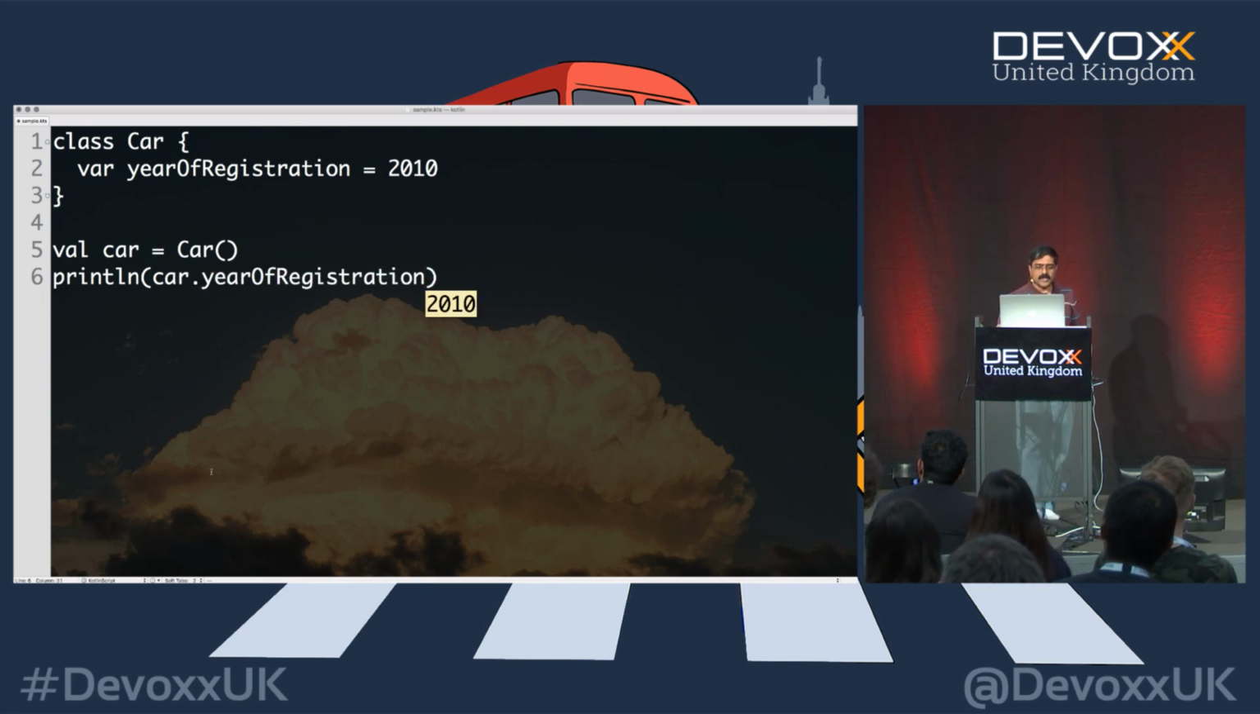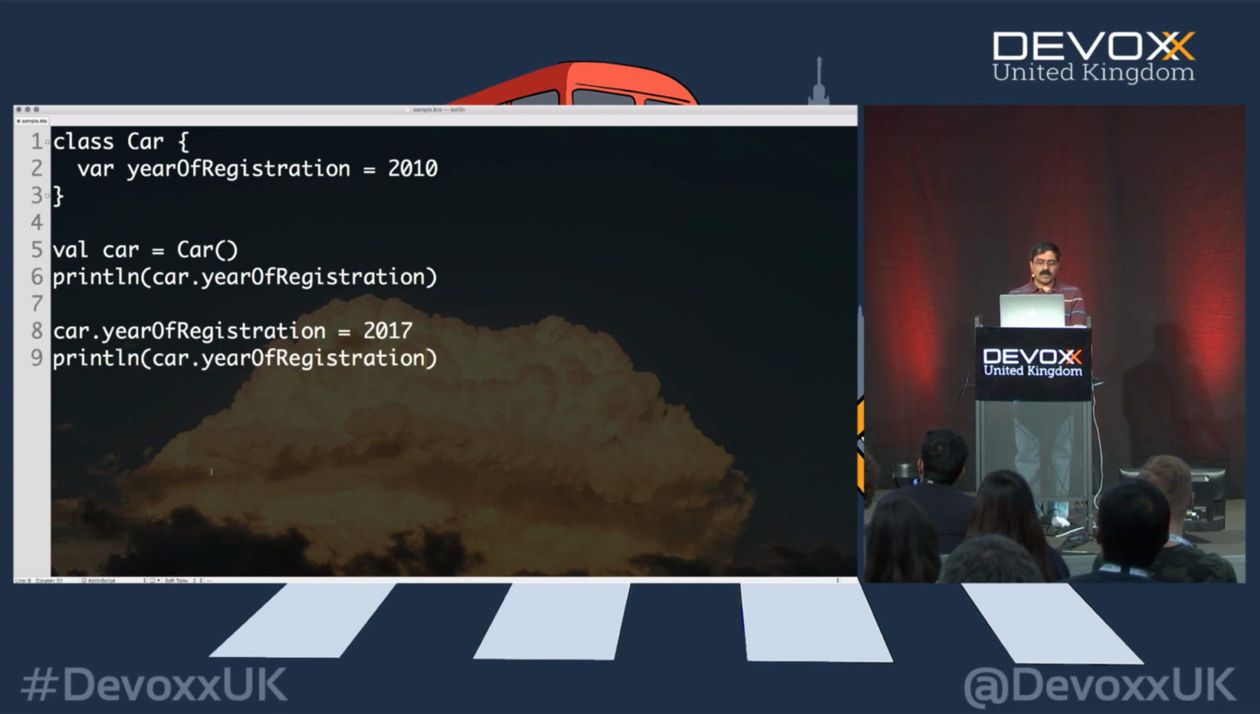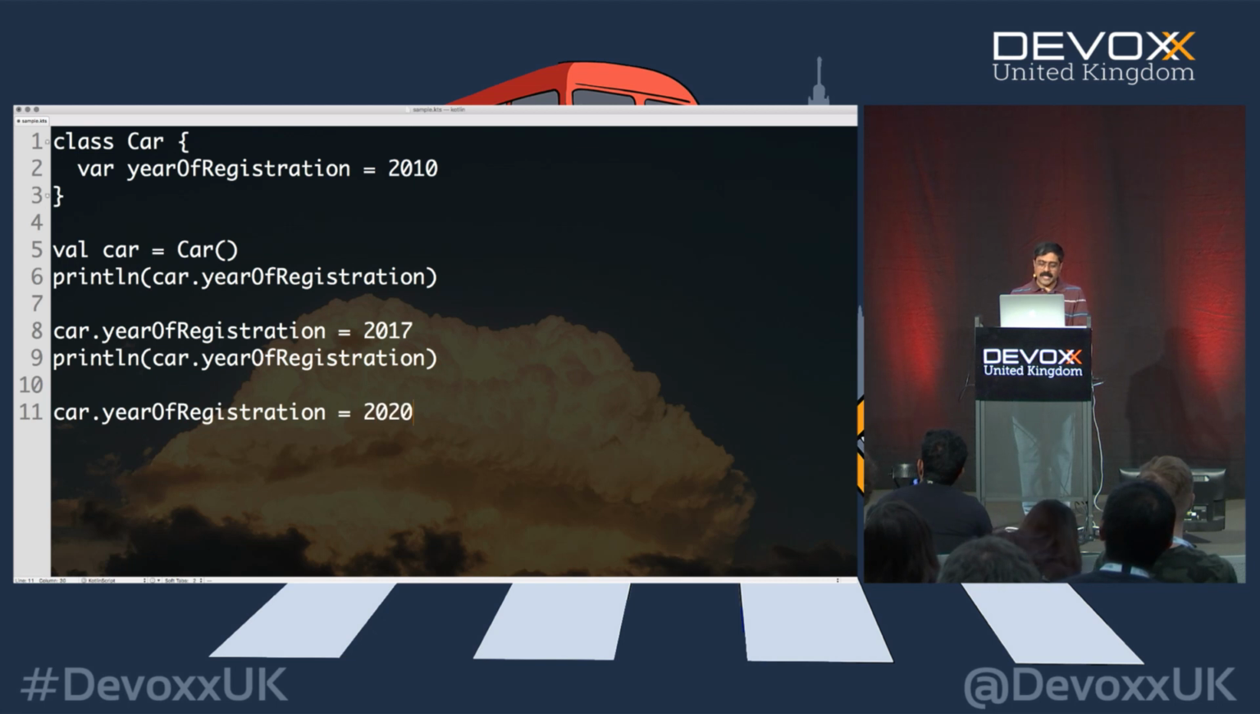That's a var, as you can see. It's a variable I have created. So I can say car dot year of registration is, let's say, 2017, and I'm going to then print car dot year of registration, and you can see it changed to a value 2017. But of course, I'm going to say car dot year of registration is going to be 2020, and I'm like, no, you can't do it because you can't register in the future.